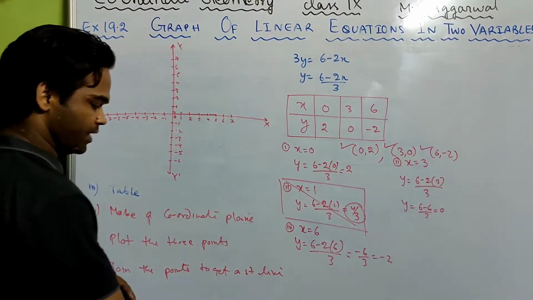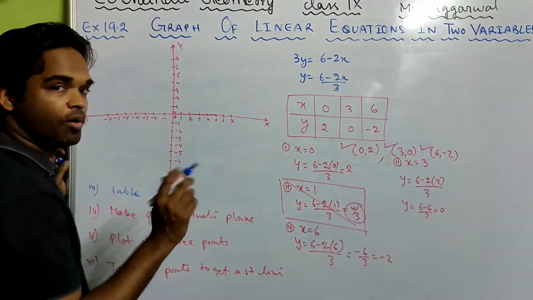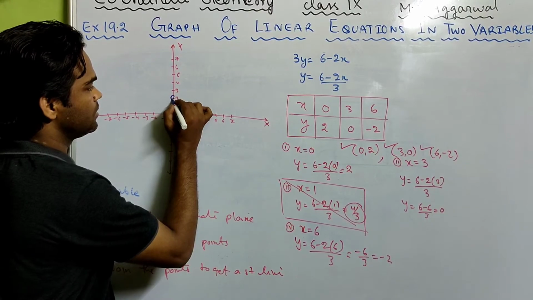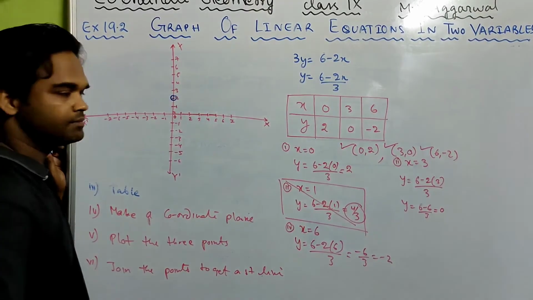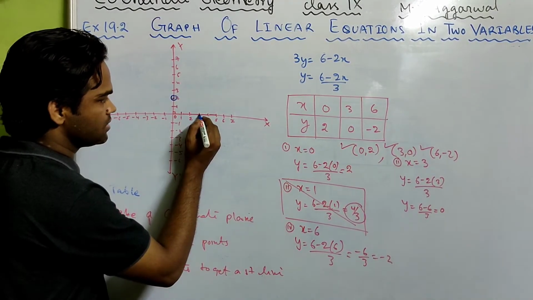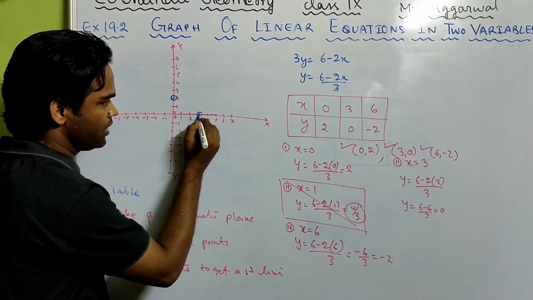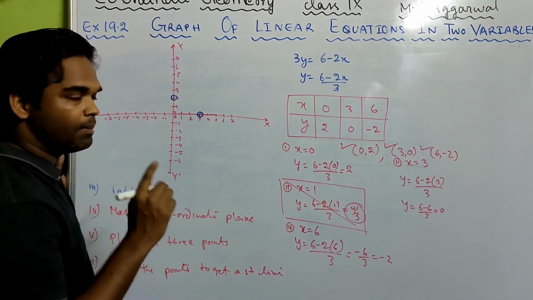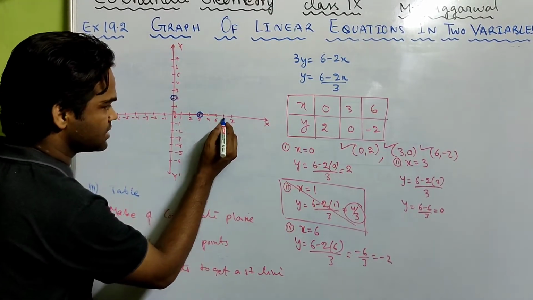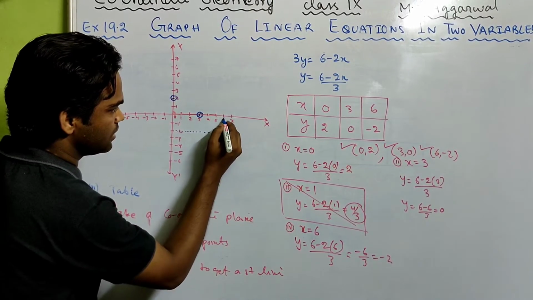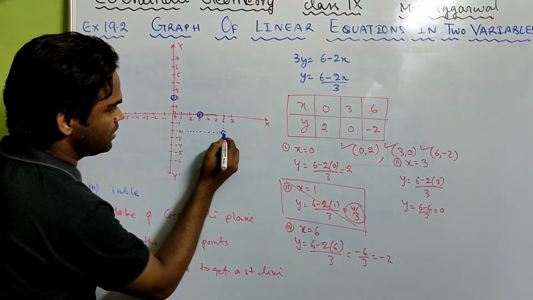Now look, we'll plot the first point, 0, 2. So x is 0 and y is 2. Over here, this is your first point. 3, 0. So x is 3 and y is 0. Over here, this is the second point. Third point, 6, minus 2, which means x is 6 and y is minus 2. I think somewhere over here.